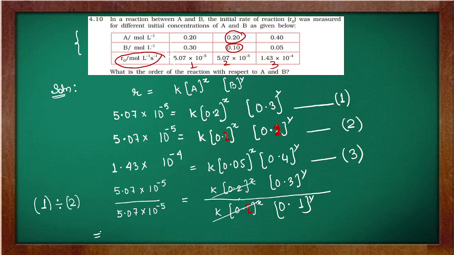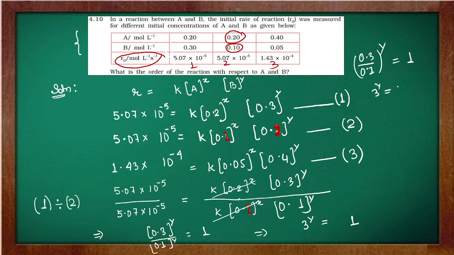Now if we solve, on the right side you will be getting 1, and on that side you will be getting 0.3 to the power y by 0.1 to the power y is equal to 1. Now this one I can write as 3 to the power y is equal to 1, because 0.3 by 0.1 I can write as 3. So 0.3 by 0.1 means 3 to the power y is equal to 1.